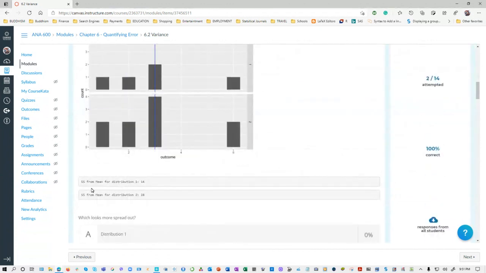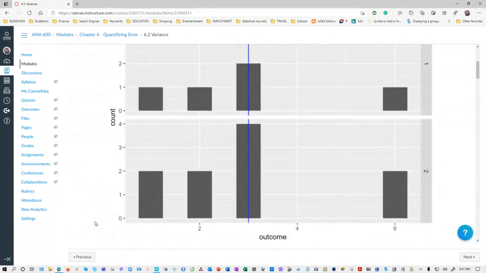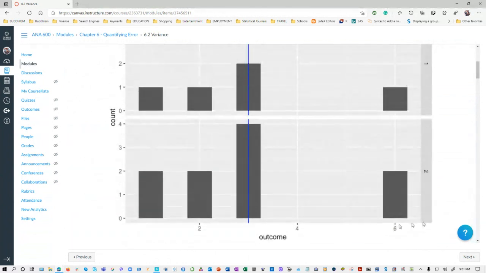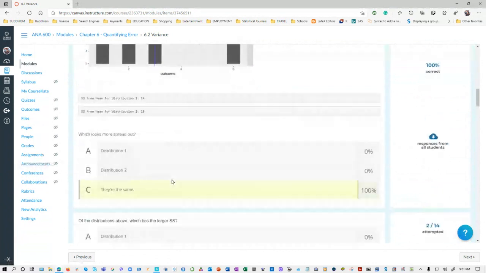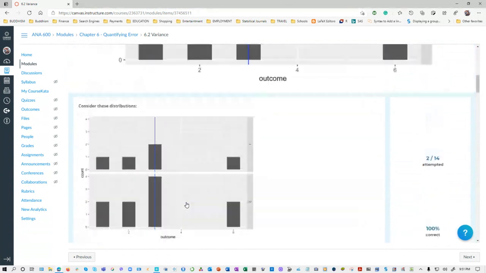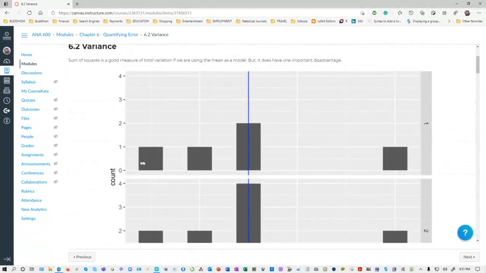Consider this distribution. Assess from the mean, distribution 1 to 14, which looks more spread out? If you look at the spread, that means how they've been distributed about the mean, they look the same. Spread out the same. But of the distributions, which has the largest sum of squares? Distribution 2. Why? You know the reason. Why do these look the same? Look at the spread.